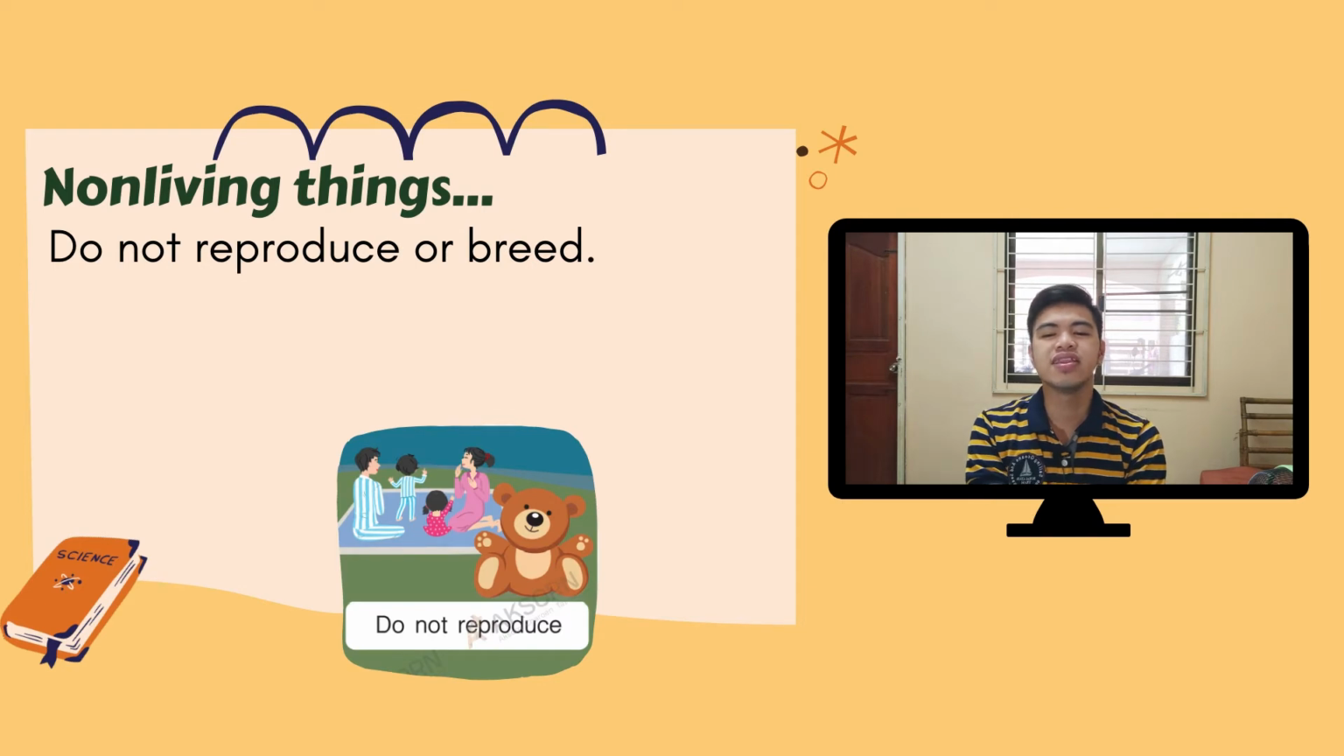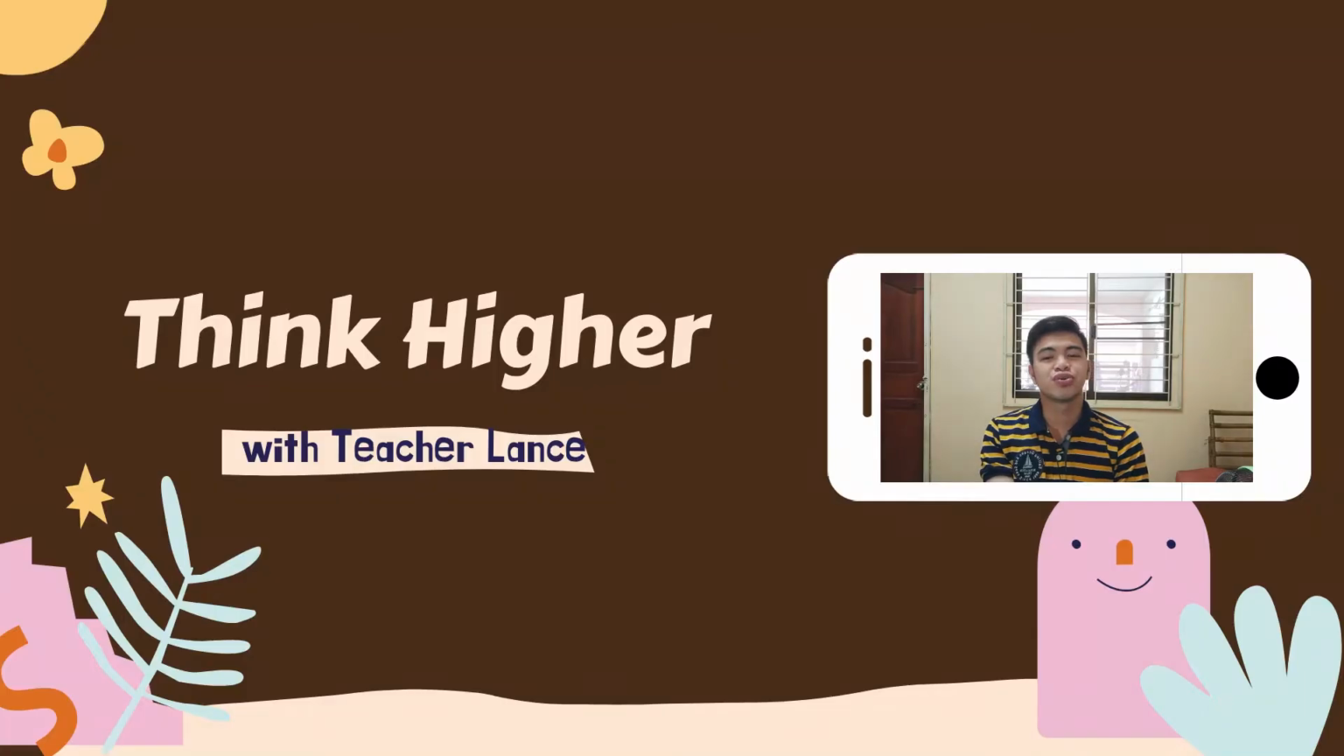Next one, non-living things do not reproduce or breed. The non-living things cannot have any babies or eggs because they do not reproduce. Okay? So that is all for our knowledge summary.